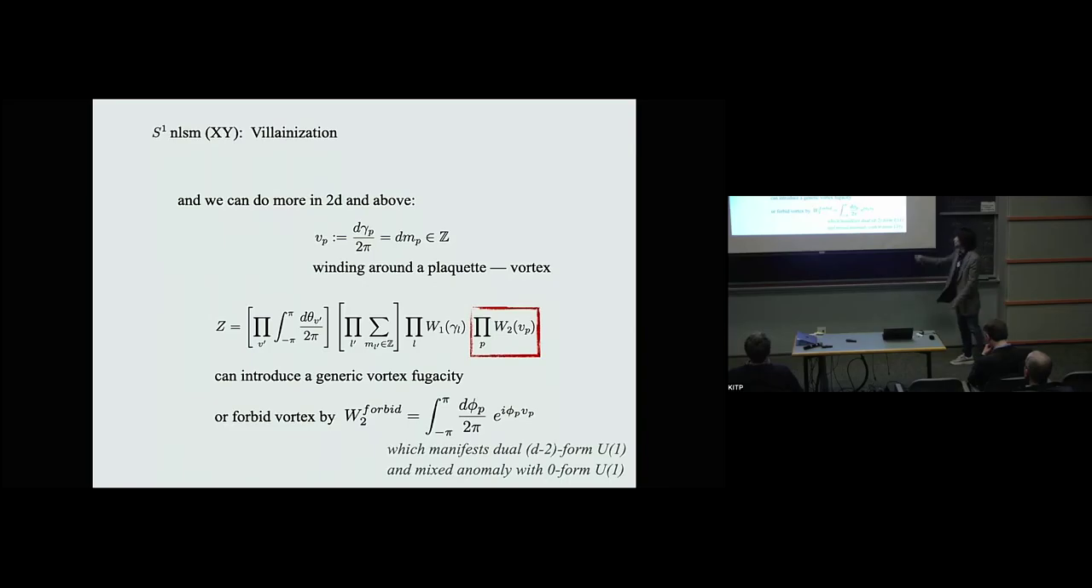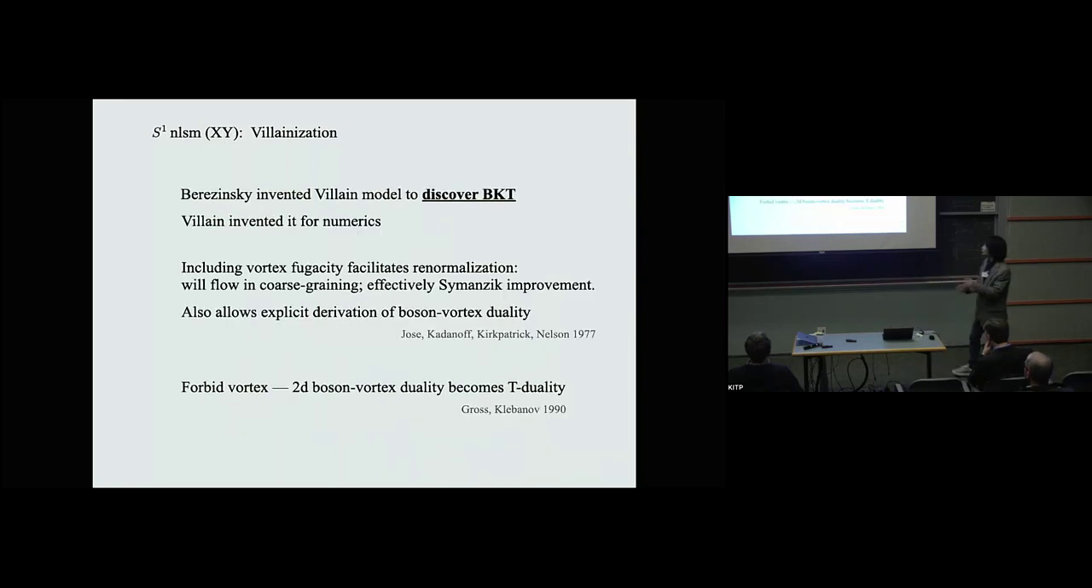And this will manifest a d-2 form U1 global symmetry, and its mixed anomaly with the 0-form U1 of the XY model. We are not going into those details, but those are very manifest, very easy to work out. And the history of the V-line model is that Berezinskii invented it on the way to discovering the BKT transition. So it really shows that defining topological operators is very useful. And then Villain invented it for numerical purposes.